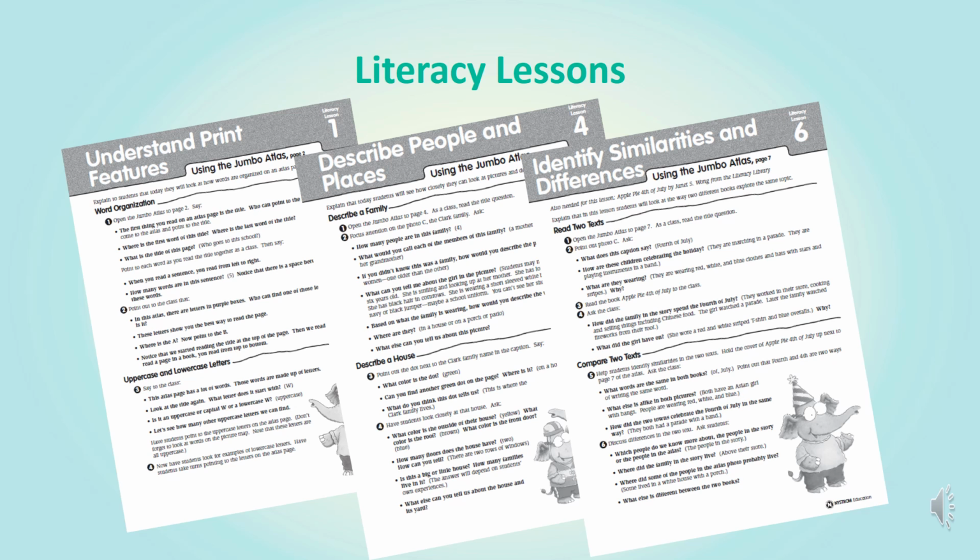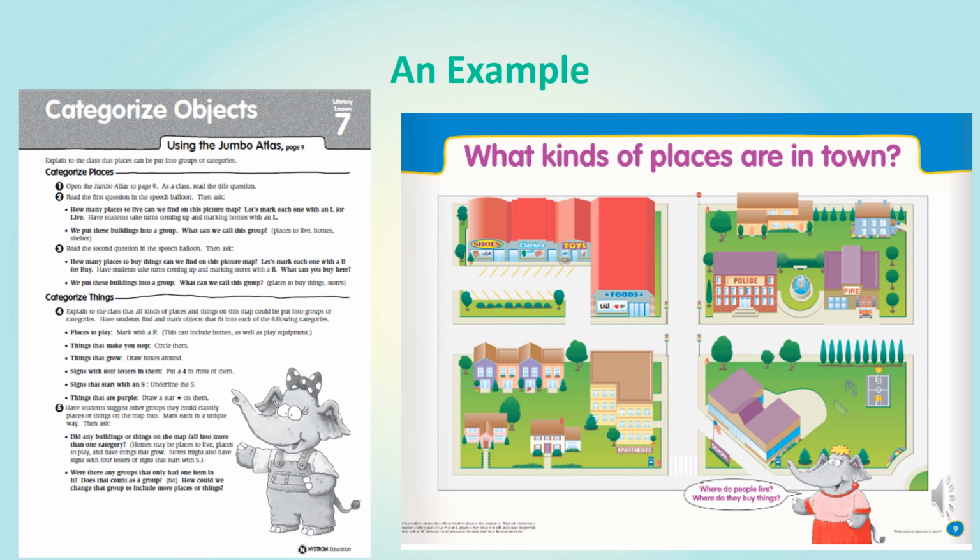These literacy lessons are important to the social studies. They're another part of our cross-curricular approach. Let's take a look at one of the examples we have here. Categorize objects. We know that that's really important to kindergartners, and it's a great place for us to use that particular skill in our social studies. So we're looking at our Jumbo Atlas, what kinds of places are in town, and we're using categorizing objects.